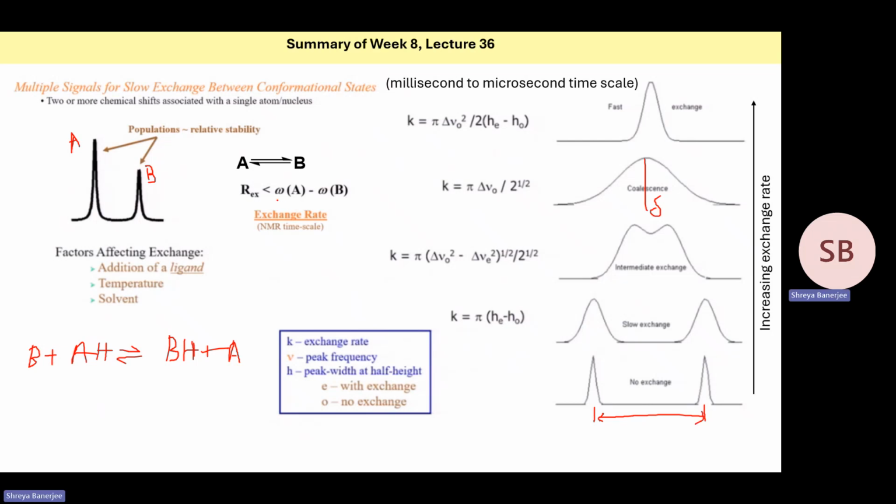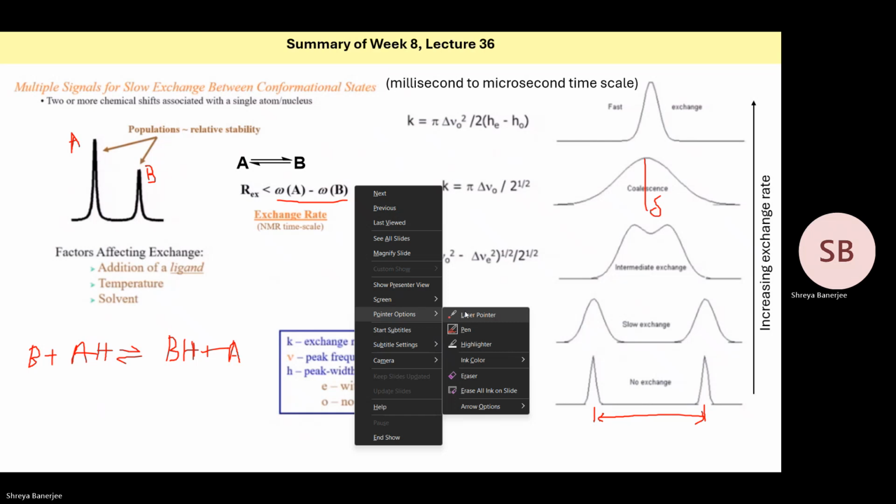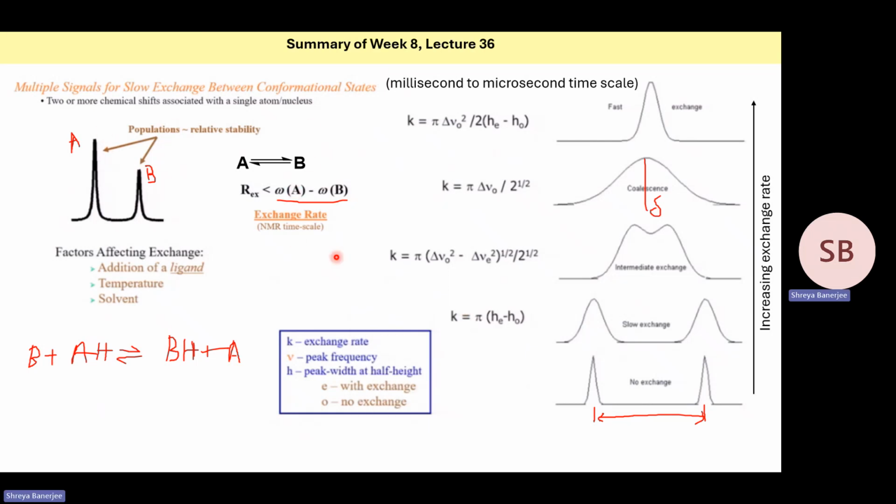This is your omega A minus omega B. If your exchange rate is much lesser than omega A minus omega B, it will be this kind of condition. And if it is greater, it will be this kind of condition. There are different equations to calculate the exchange rate, defined by K, at different conditions. We are not going to go into the details of that. Just remember that multiple signals will be seen when the exchange is slow, and only one signal will be seen when the exchange is fast.